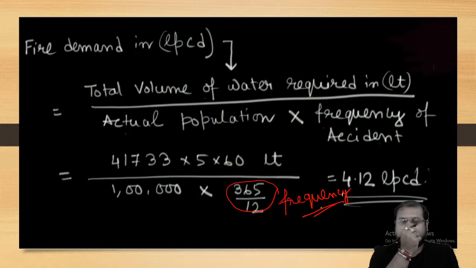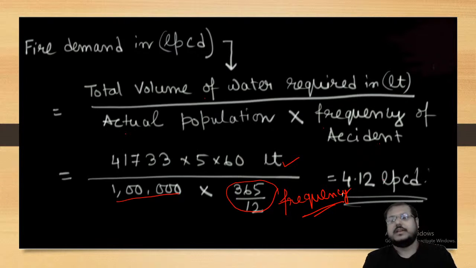The total volume of water required in liter will be equal to the actual population into frequency of accident. So 41733 into 5 into 60, that is the total volume of water required that we have already estimated. That is the actual population of 1 lakh, and that is the frequency of accidents. So eventually, the final answer will be 4.117, or just rounded off to the second decimal, it will be 4.12 LPCD. It will be 4.12 LPCD.